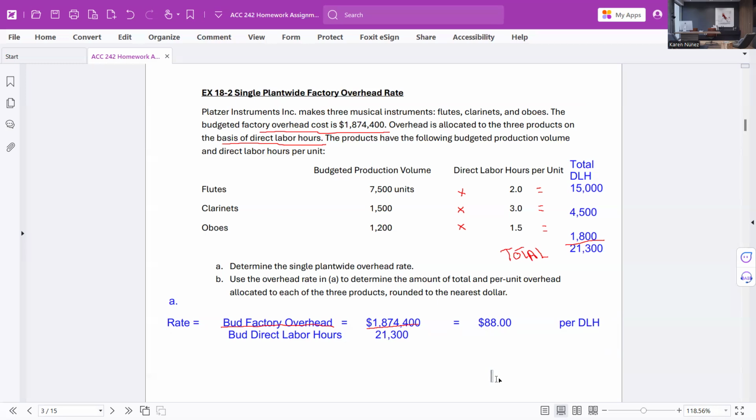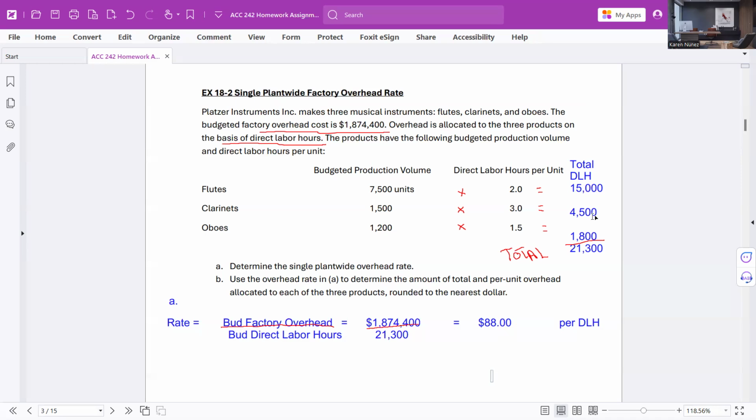But now we've got three products, and we need to know what the total overhead is for each product and what the overhead is per unit for each product. How are we going to get that? Well, the total overhead is just going to be the allocation of overhead based on the activity times the rate. So for example, flutes uses 15,000 hours and it's $88 an hour. That's the total overhead, right?